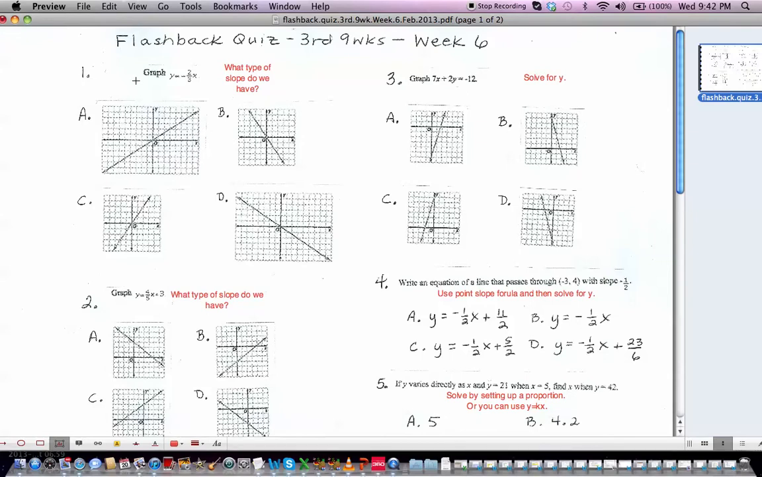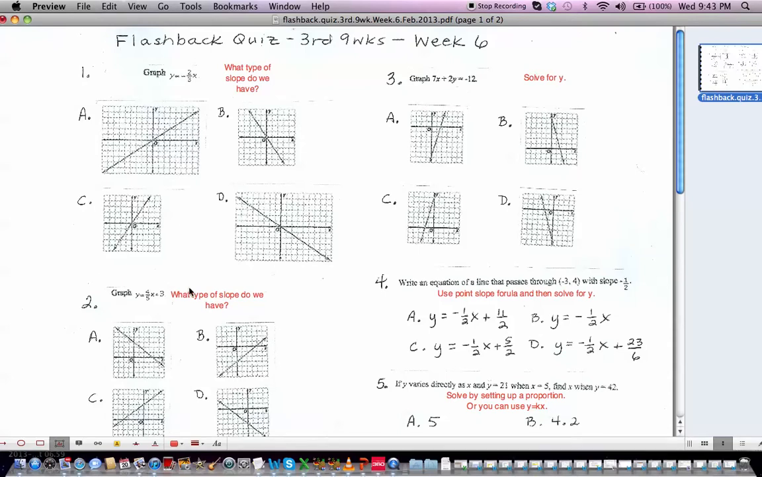Number 1, we're looking at the graph. We have y equals 2/3 x. Y equals a negative 2/3 x. So we want to see which one of these lines represents this equation. Think about what type of slope you have. Look at this slope here. Now which graph would represent this line? If you would like to, put this in your calculator just like this. Hit the graph button and then see which line is similar to that.